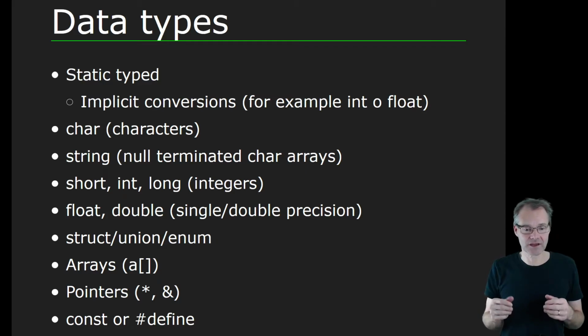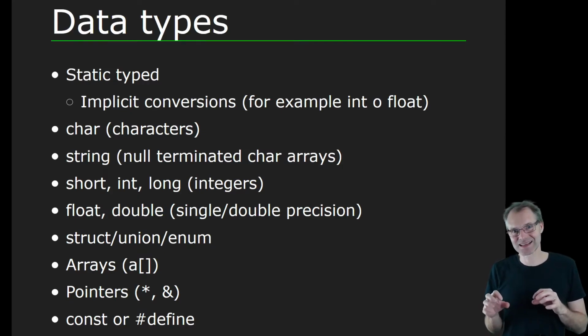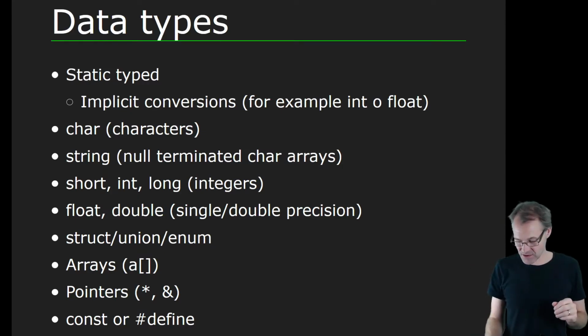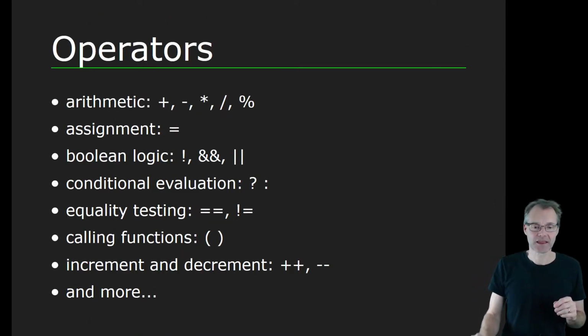And finally we have constants and defines, so that is to define a constant value, or define a short macro or some small type that we want to work with. So constant and define. This is an overview of all the data types we have in C.